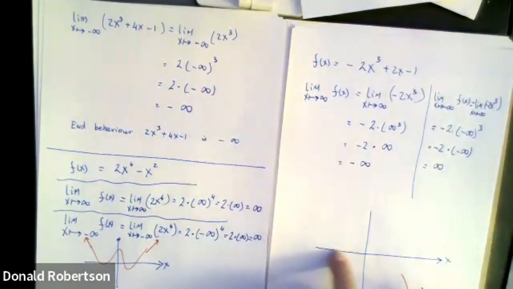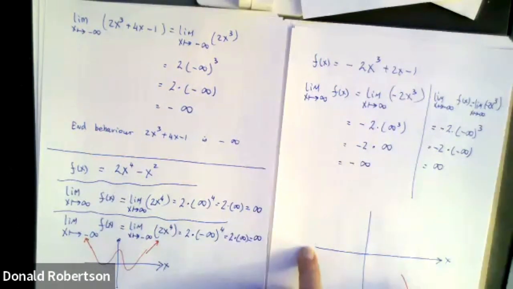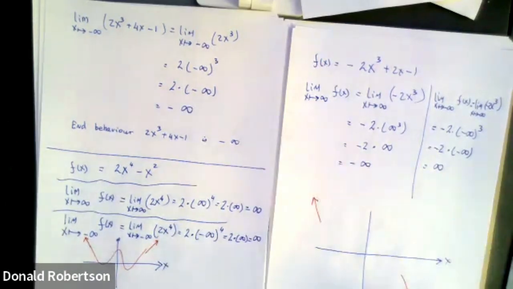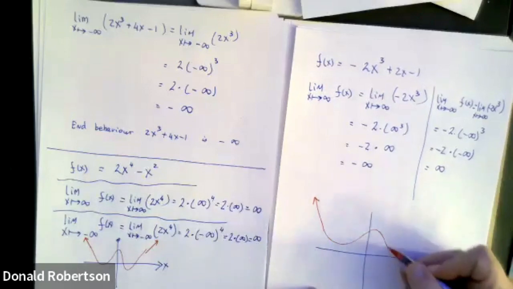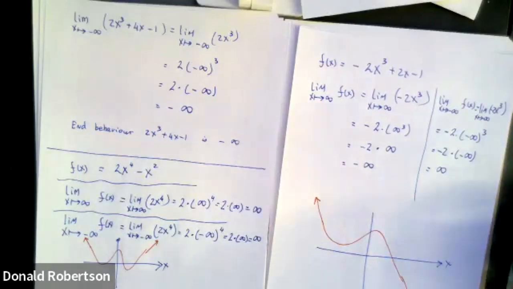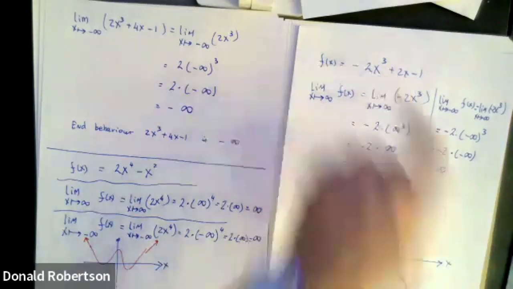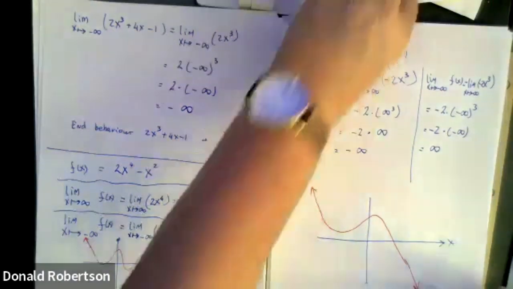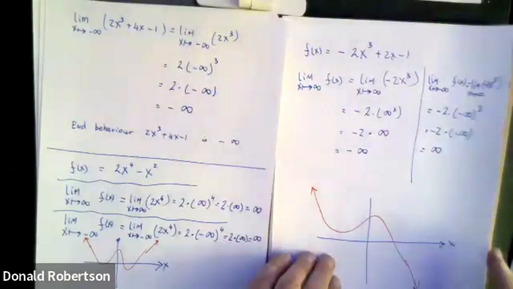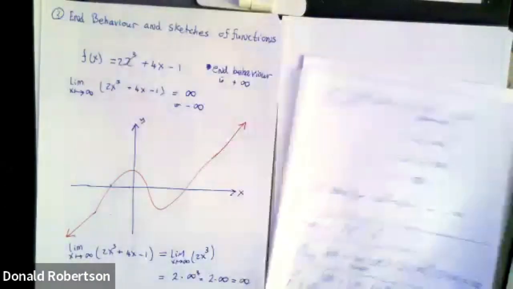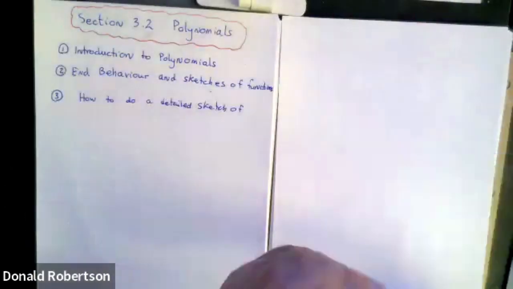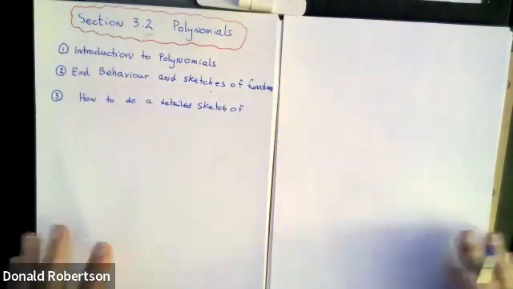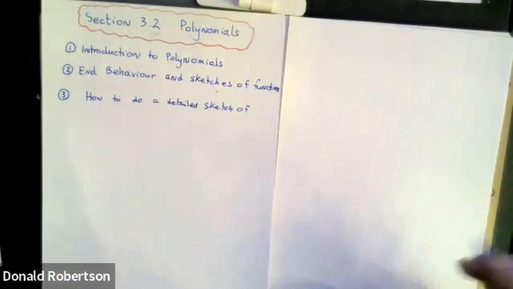What that's telling me is that as x gets extremely big and negative, the answer, the y value, goes up. So my best guess is that that's probably a very basic shape of what that cubic is going to end up looking like. So that's end behavior.